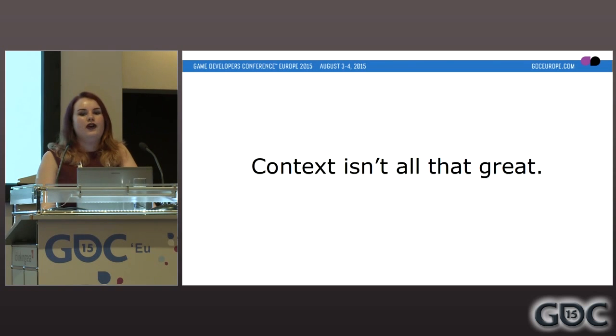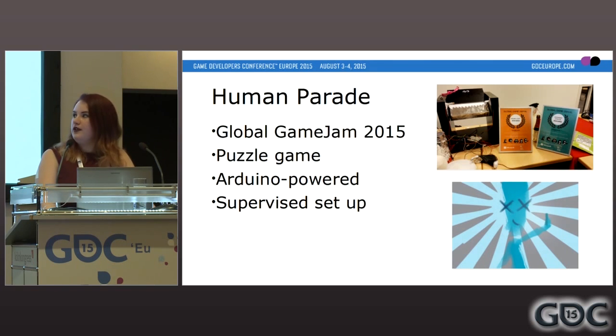So the other thing that I found out is that working with context and narrative isn't all that great either. So this is Human Parade, and I made that with three other designers and one artist during this year's Global Game Jam, so in 48 hours. And it's a puzzle game powered by Arduinos, which basically allowed us to make buttons out of anything as long as we wrapped tinfoil around it. But we only ever played in a very supervised kind of arcade-y setup.